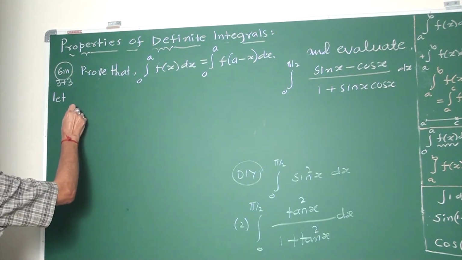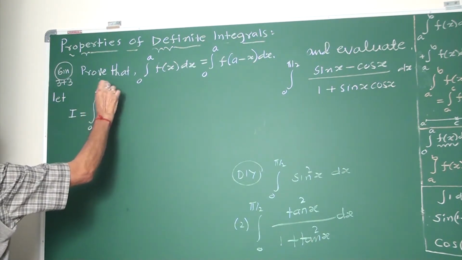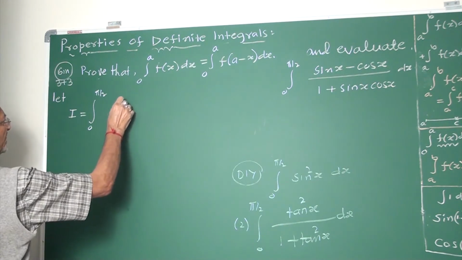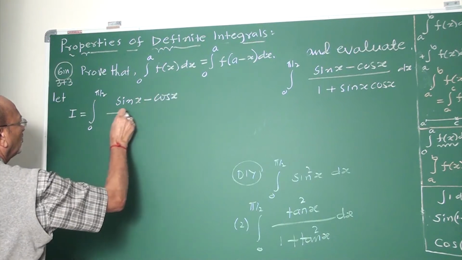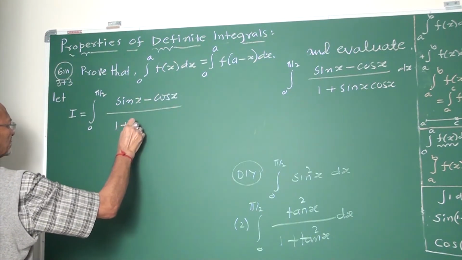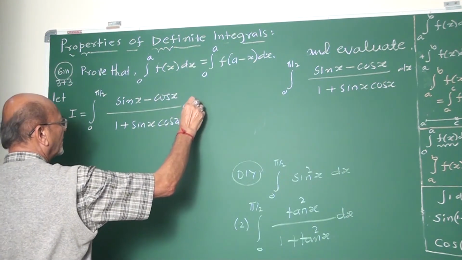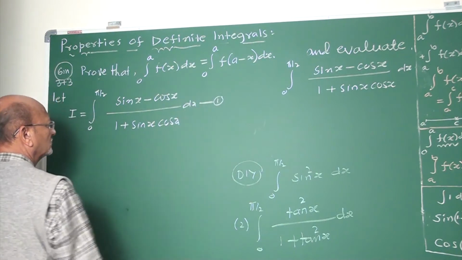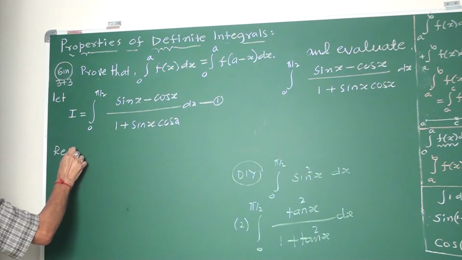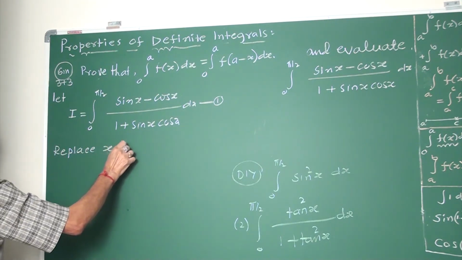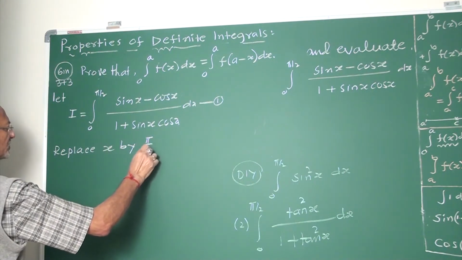Let I equal integral 0 to pi by 2 of (sine x minus cos x) upon (1 plus sine x cos x). You name this as 1, my friends. Next, replace x by, tell me, friend: the lower limit is 0, so it is upper limit minus x.